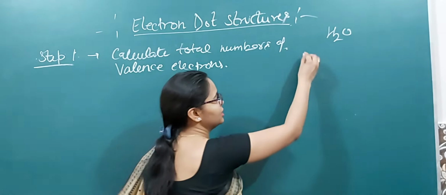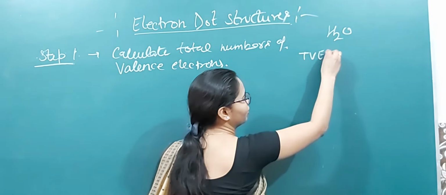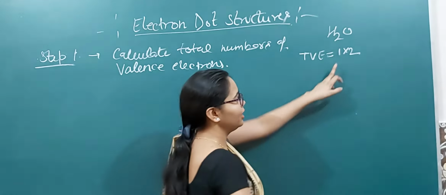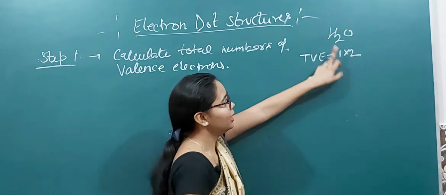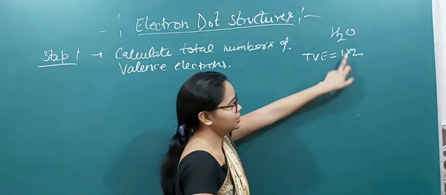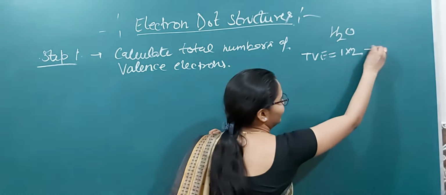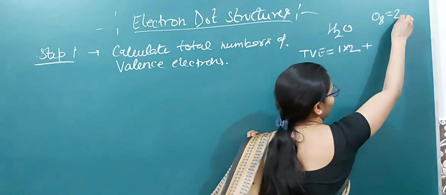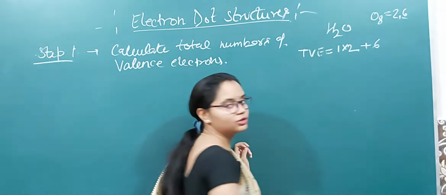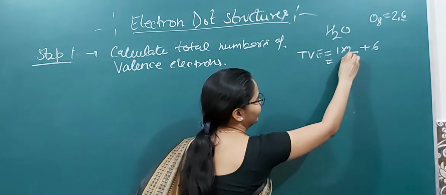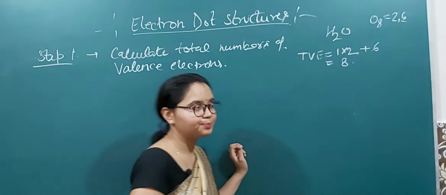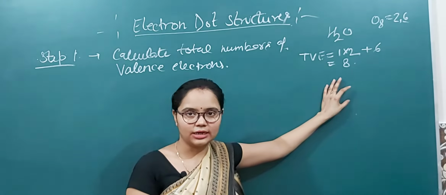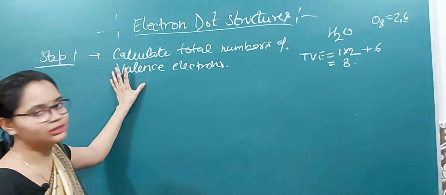Let's see. Total valence electrons equals 1 into 2. Why? Because hydrogen has 1 electron and 2 hydrogen atoms are present. That's why 1 into 2, plus, as we know that oxygen has 8 electrons, means 2, 6, so that's why 6. So the total number of valence electrons will be equal to 8. So this is how we can calculate the total number of valence electrons. This is our first step.